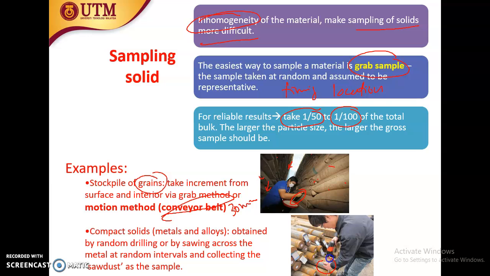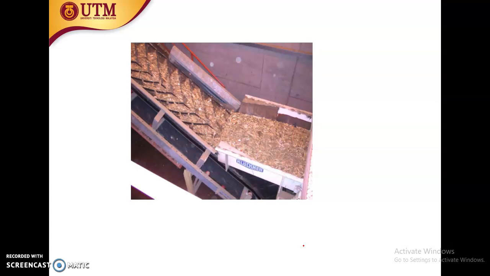Okay, what if you have something like metal and alloy at different places? You can drill. Okay, drill. So this is the conveyor that I mentioned, usually for grains. You want to quality check it.